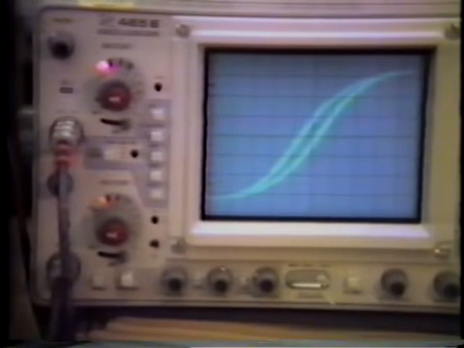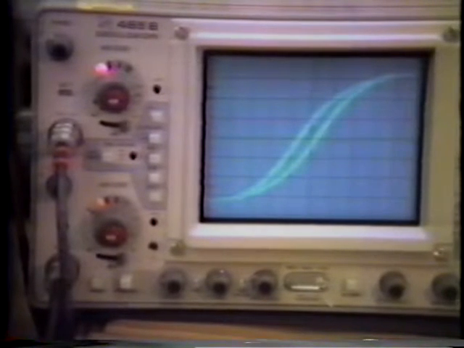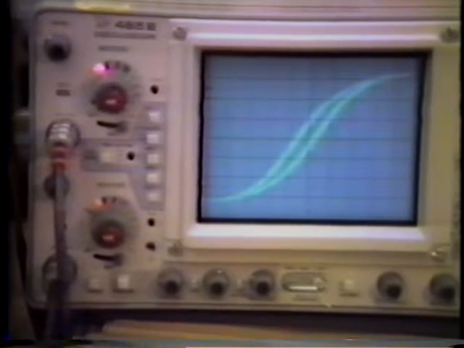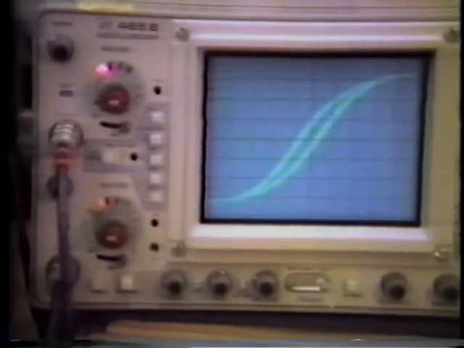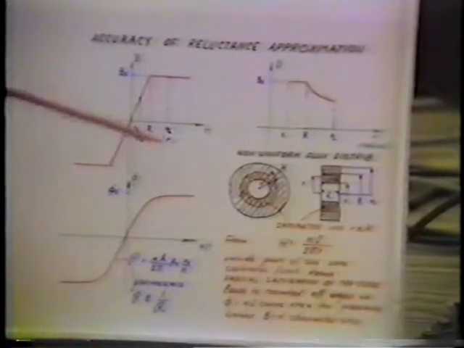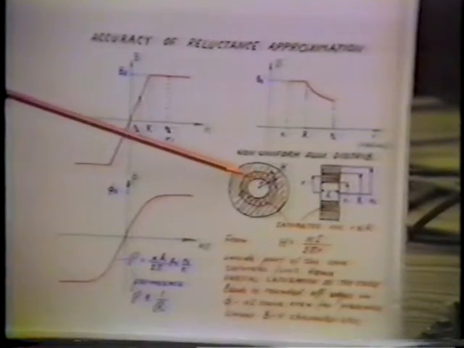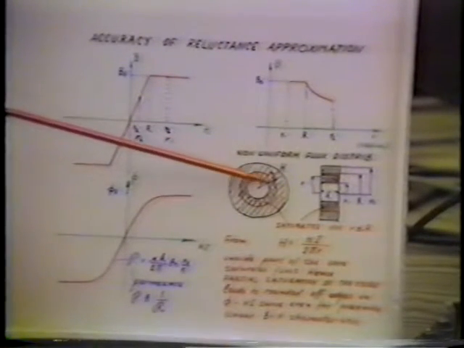However, looking at view graphs, we have an explanation for that, because we have a reluctance concept which shows us that we don't have an abrupt saturation of the core material. In other words, the core starts saturating from inside out.